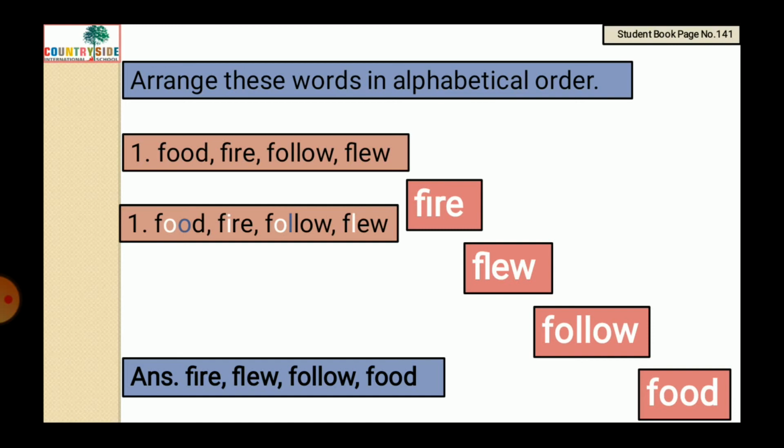I hope this example is clear to you and you will be able to complete the rest of the exercises by yourselves.